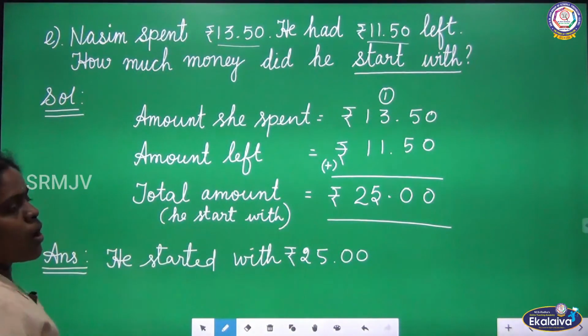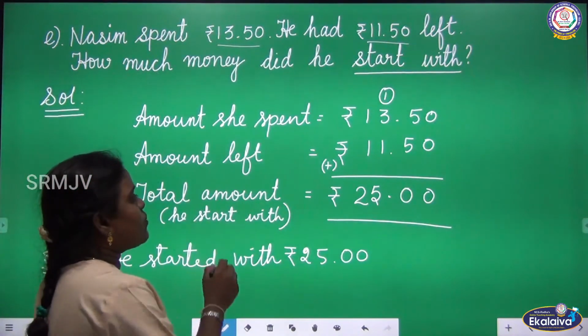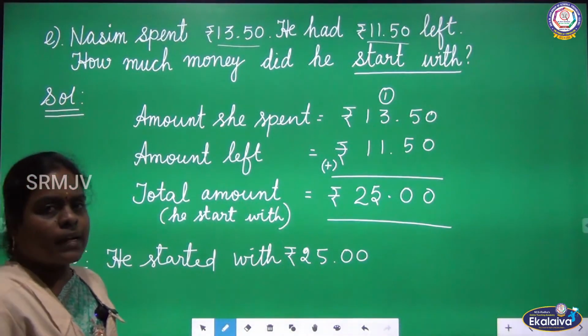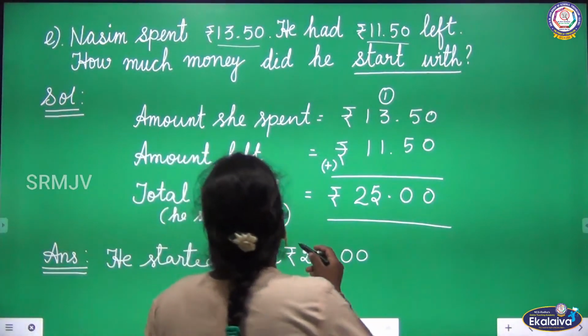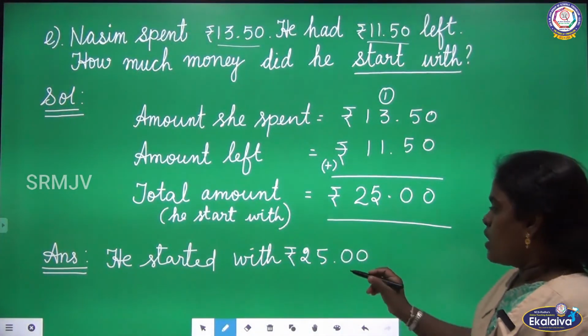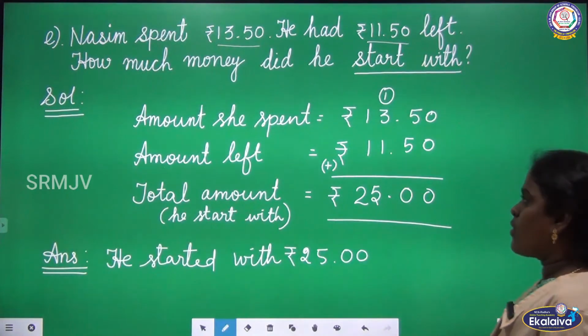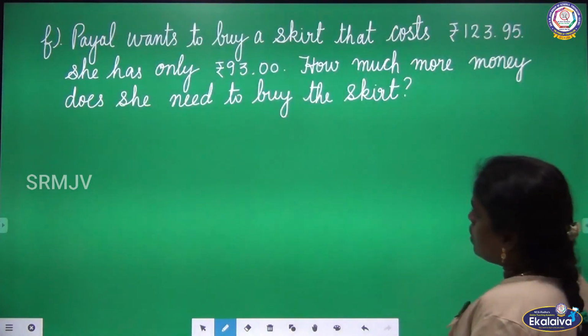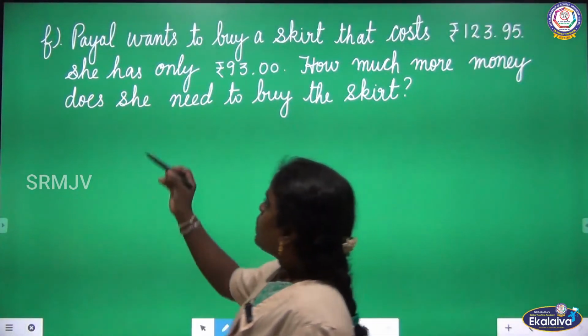So if the amount spent and left is given, by adding the amounts we can find out the total amount, that is, he started with. Here the answer is 25 rupees. Look at the next question.